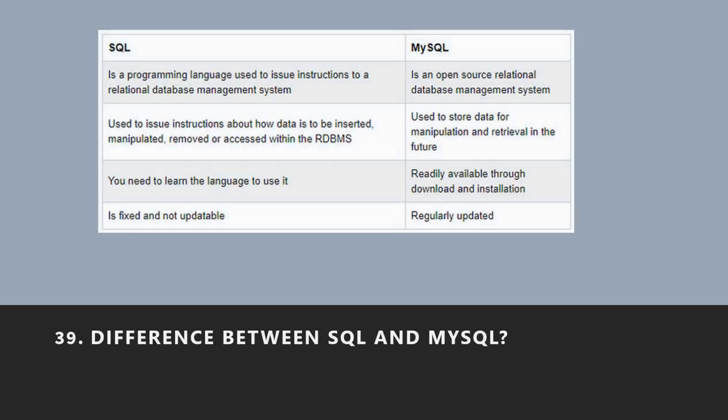Differences between SQL and MySQL. SQL is a programming language used to issue instructions to a relational database management system. MySQL is an open source relational database management system. SQL is used to issue instructions about how data is to be inserted, manipulated, removed, or accessed within the RDBMS. MySQL is used to store data for manipulation and retrieval in the future.